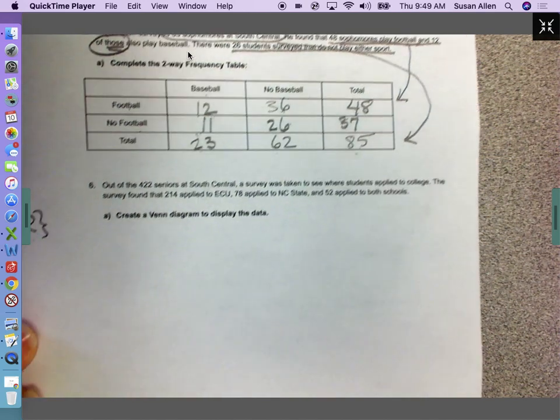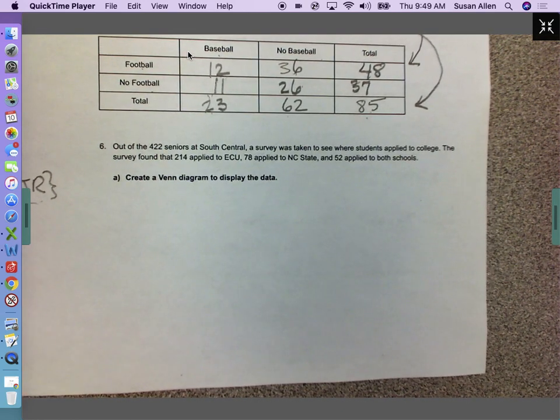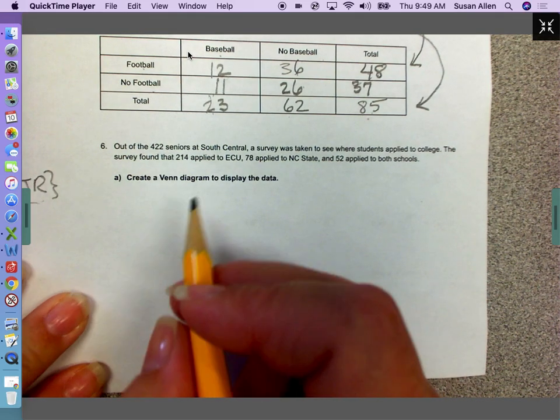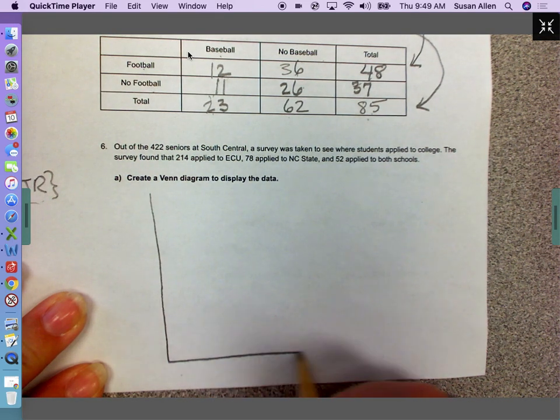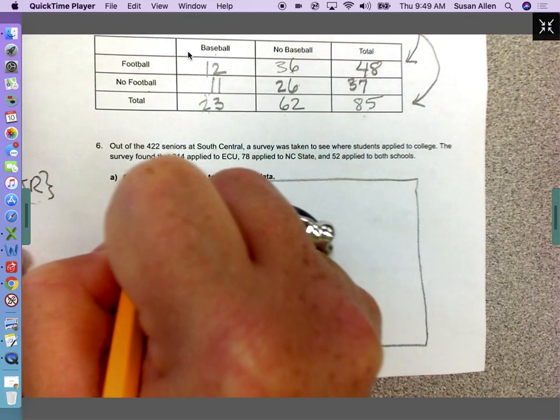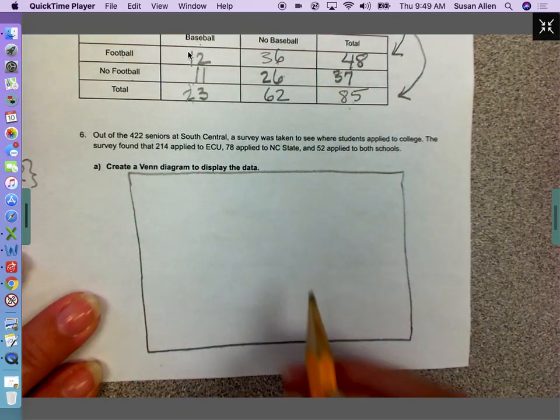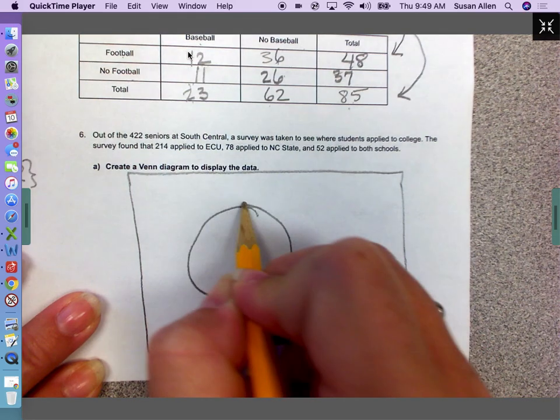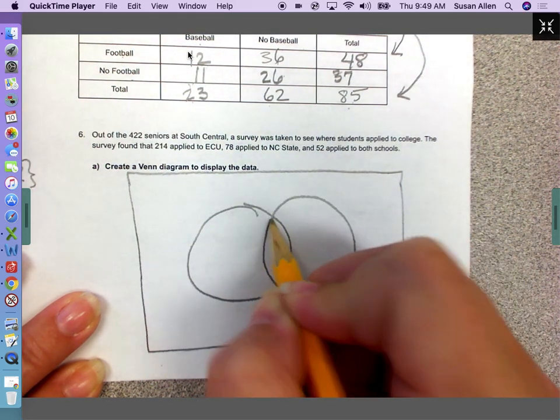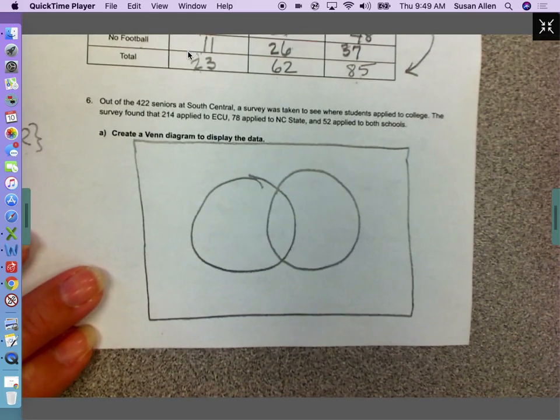Lastly, on the front here, for number 6, it says, out of 422 seniors at South Central, a survey was taken to see where students applied to college. The survey found that 214 applied to ECU and 78 applied to NC State. 52 applied to both schools. The first thing you need to do is draw a big rectangle and then fill in 2 circles. We need the rectangle, so make sure you add the rectangle if you did not already draw it.